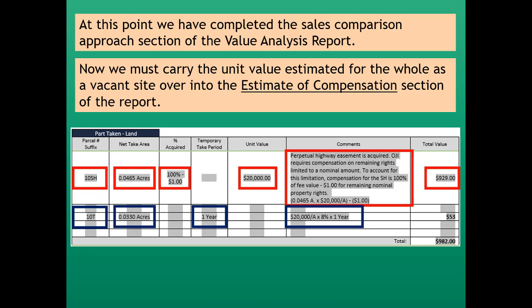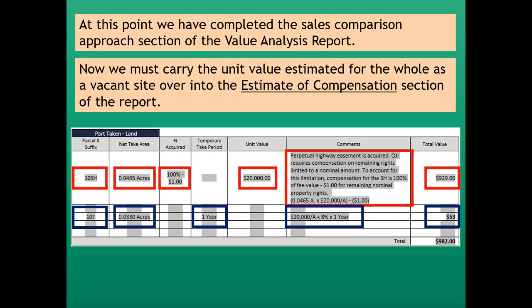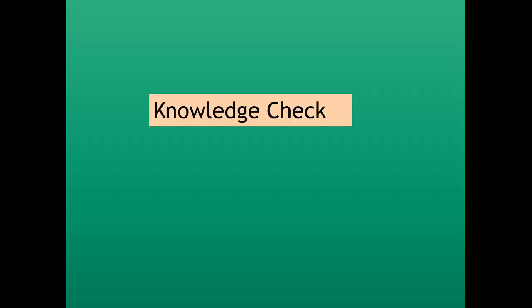And we multiply that by the duration of the T, and in this case, it's 1 year. So when we do that, we know that the value of the temporary taking is $53, and the total of all that would be $982 for the land taken. This does not consider any of the improvements that are taken. All right, and that's time for a knowledge check.